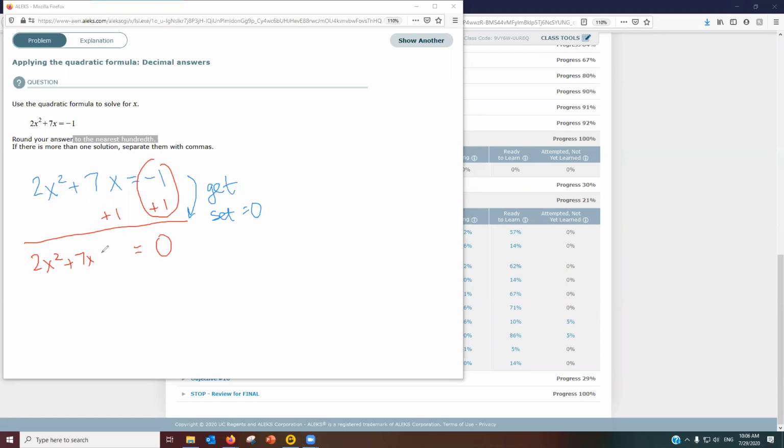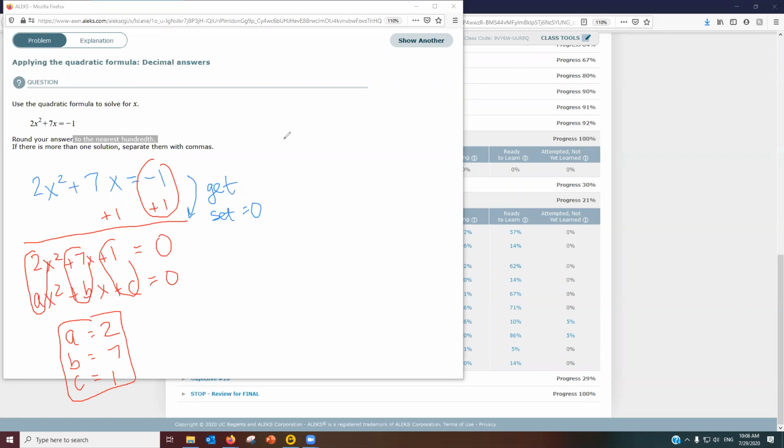All right, now I'm going to compare this equation to ax squared plus bx plus c, so I can identify A, B, and C. In our example, A matches up to 2, B matches up to 7, and C matches up to 1.